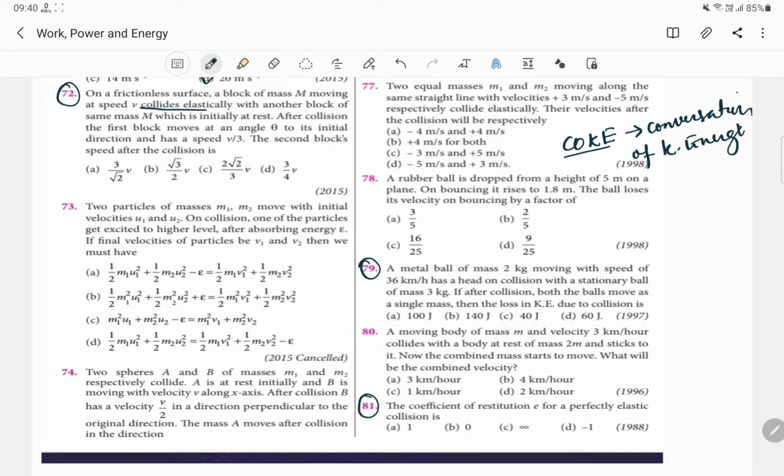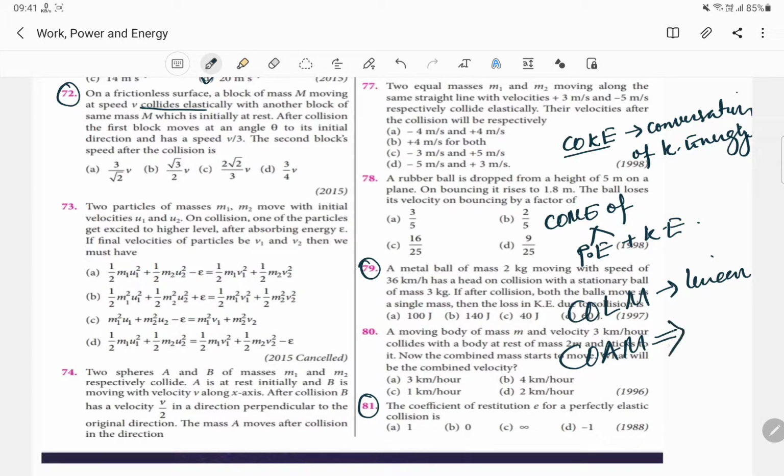And what about COME? This will be conservation of mechanical energy. That means potential energy plus kinetic energy will always remain constant. And what about the other famous one? This is COLM, conservation of linear momentum, and there will be one more conservation in our circular motion, that will be conservation of angular momentum.